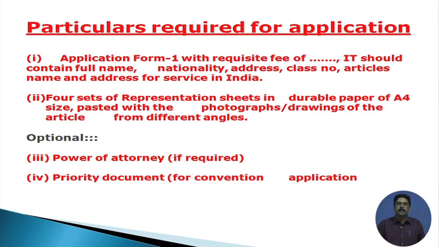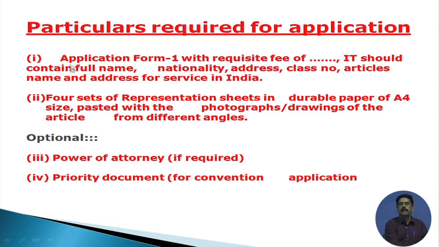In the application form you have to provide your full name, nationality, and address, meaning the address to which communication from the office should be made, the address of the organization, along with the address for service. For service, let us say it is filed through an attorney, then the attorney's address for service will be provided. Then 4 sets of representation sheets on durable A4 size paper should be pasted in the appropriate pages.